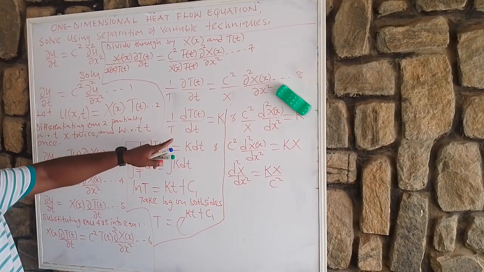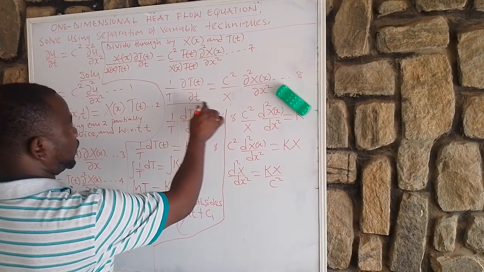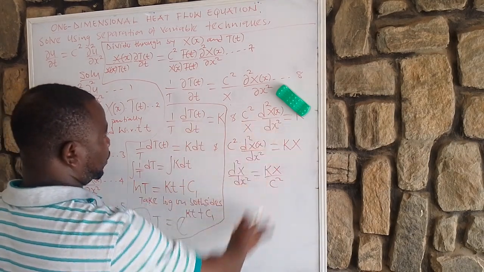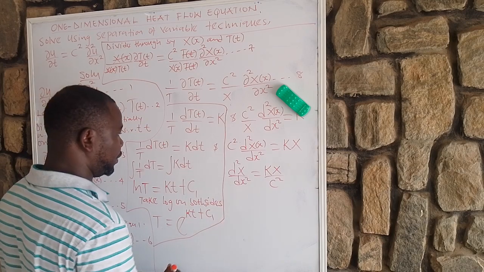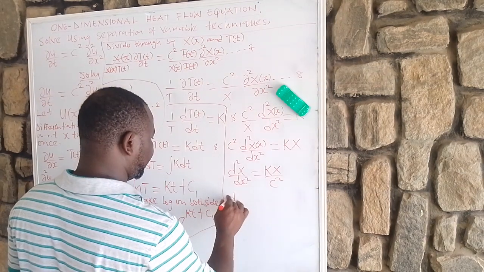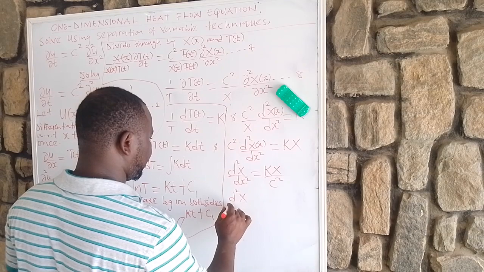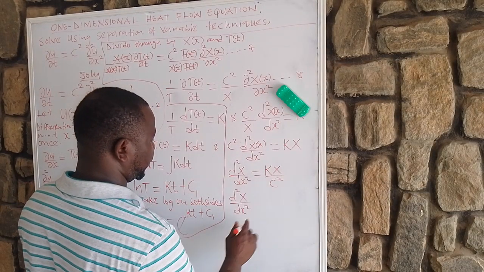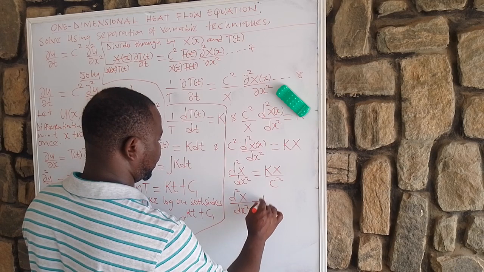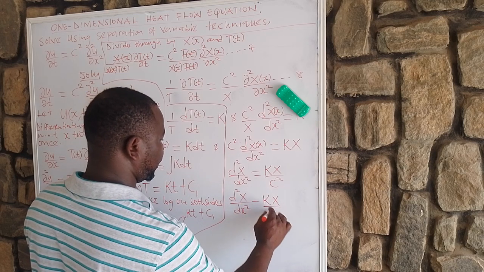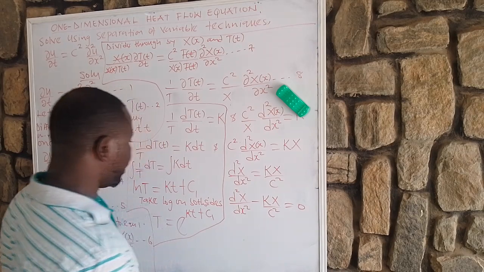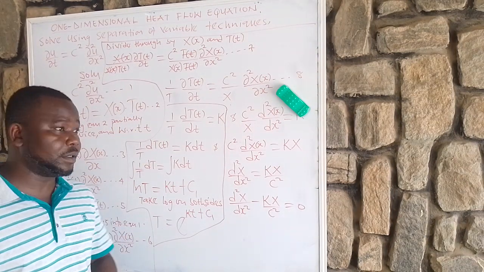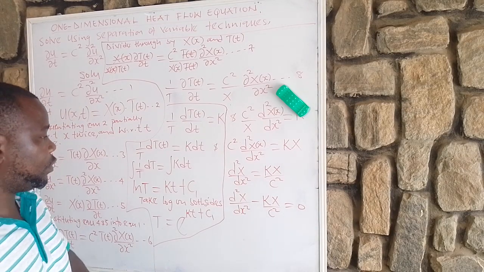We are able to consider this one. Then let us consider this other one to have d square X of the x square. This one crosses the sign of equality and becomes minus kX all over c square equals 0. So how can we obtain this? This is a second order differential equation, true or false?